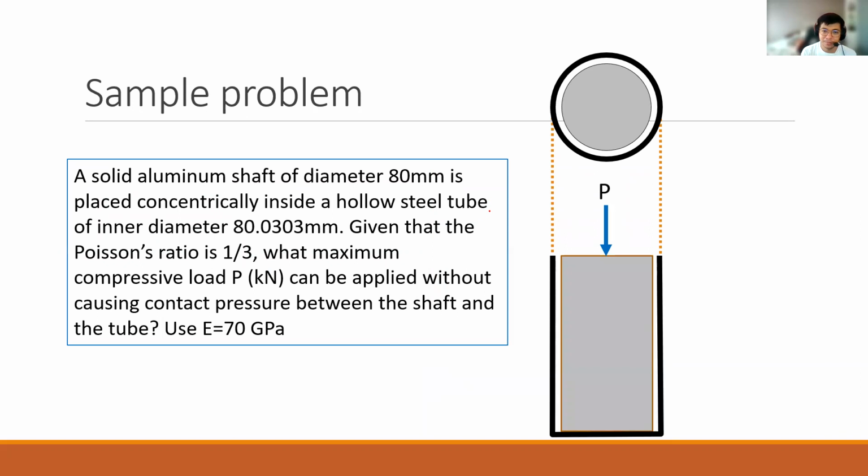So let's try now a sample problem. A solid aluminum shaft of 80 millimeters diameter is placed concentrically inside a hollow steel tube of inner diameter of 80.0303 millimeters. So meaning there's a small gap between the aluminum shaft and the hollow steel tube. So napa siya enough space to expand, diba? Ironically saying, it's not really enough space to expand because it has only to expand up to 0.0303 millimeters, diba? But of course, there's still space for the material to expand. Okay, so this space here.